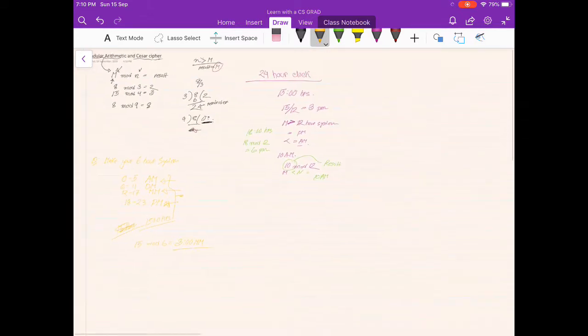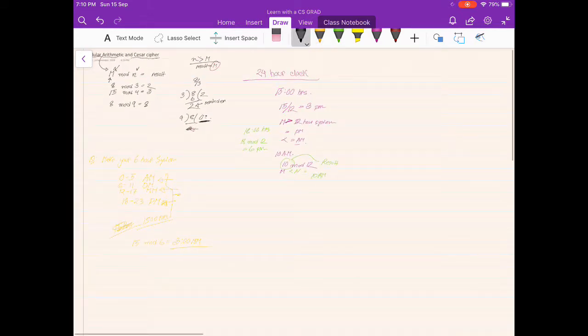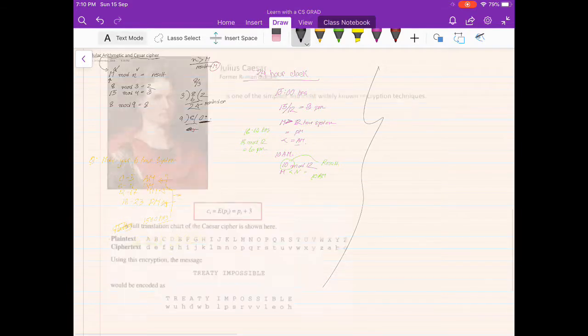Hopefully you guys did understand modular arithmetic, and it's quite fun, to be honest, and really an easy concept. Next up we'll be discussing Caesar cipher.